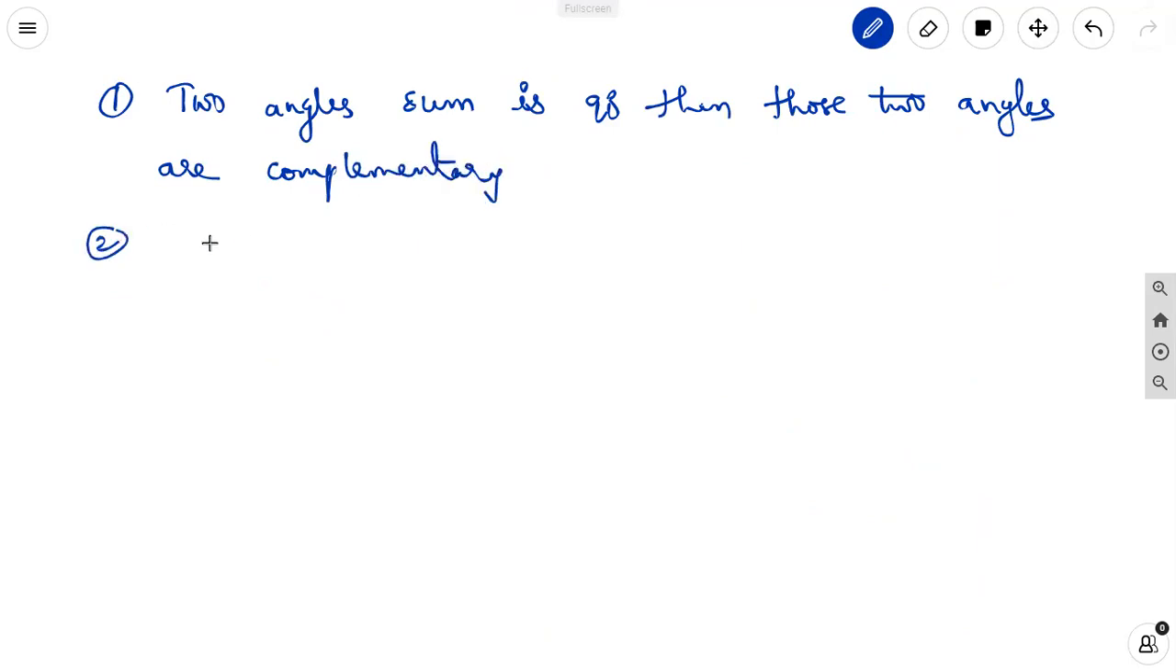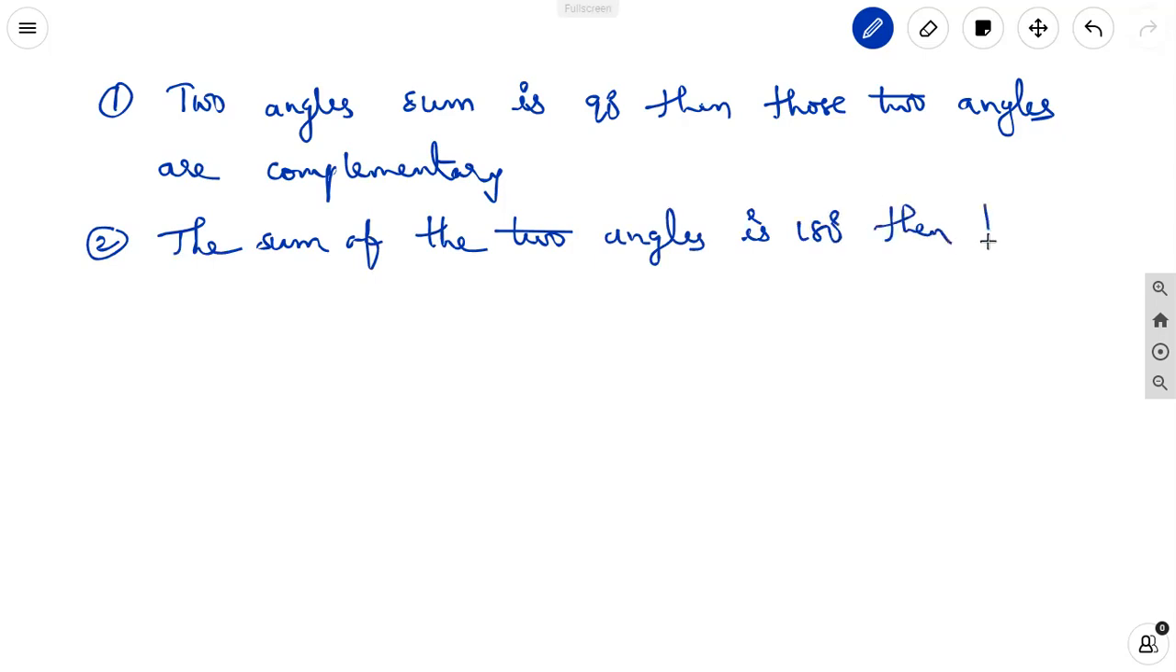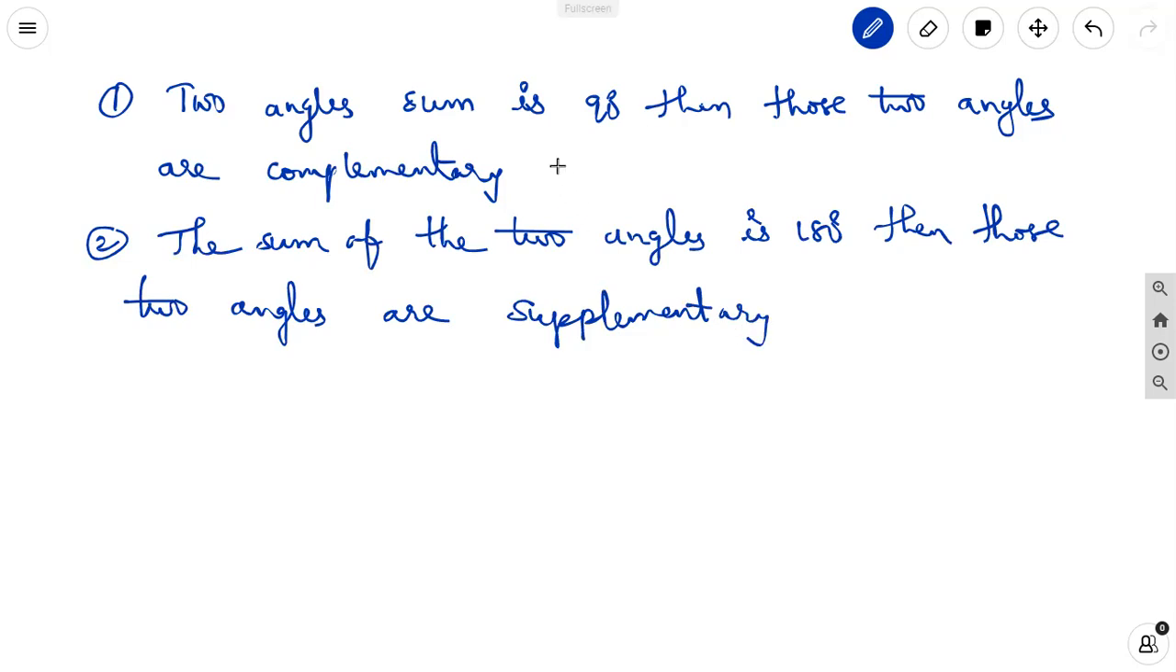Second one, if the sum of the two angles is 180, then those two angles are supplementary. That is nothing but angle X plus angle Y is equal to 90 degrees. Here, angle X plus angle Y is equal to 180 degrees.